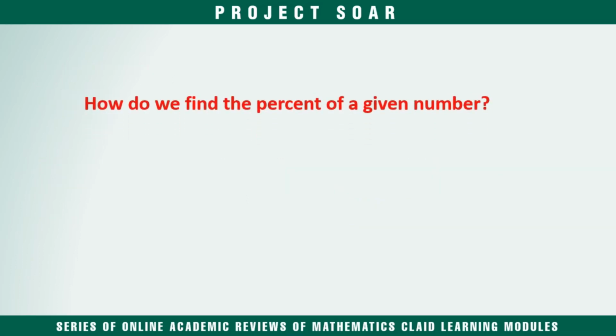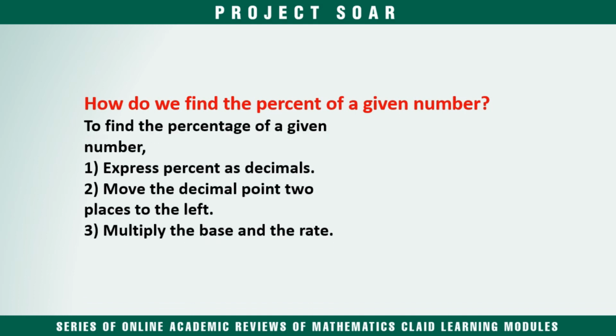How do we find the percent of a given number? To find the percentage of a given number, first, express the percent as a decimal. Next, move the decimal point 2 places to the left. And last, multiply the base and the rate.